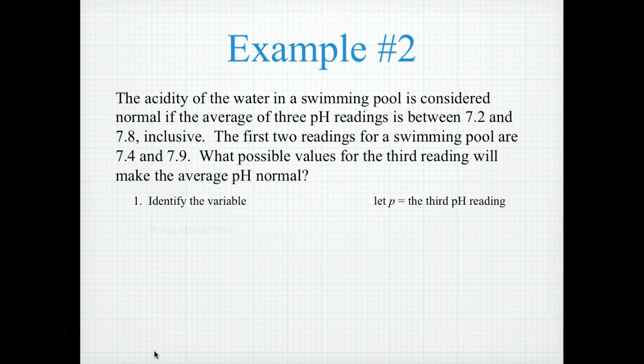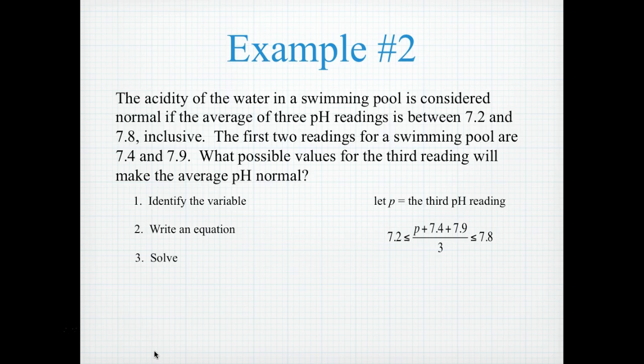So the equation, or the inequality in this case, that we're going to produce is a conjunction beginning with 7.2 is less than or equal to the 3 pH readings, P plus 7.4 plus 7.9, all being divided by 3, so that's the average, since we're dividing by how many readings we have to take, and that's going to be less than or equal to 7.8. Notice we include less than or equal to signs due to the word inclusive. That indicates to us that 7.2 and 7.8 need to be included in the solution set.